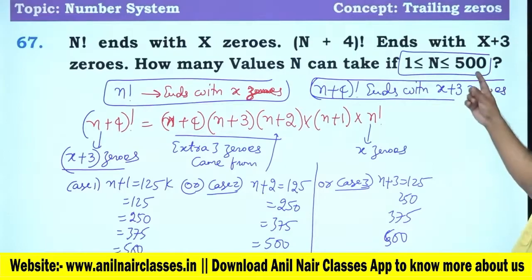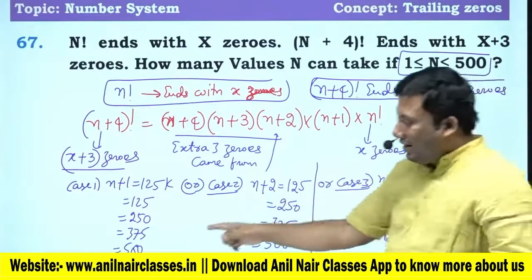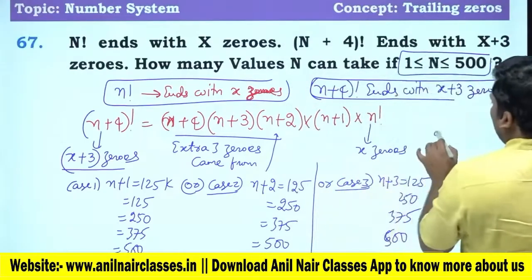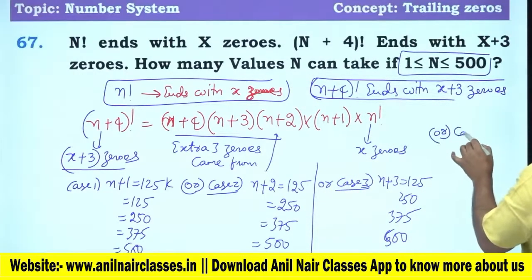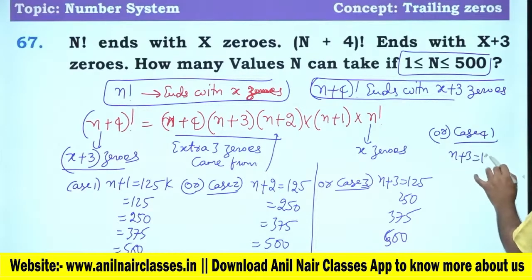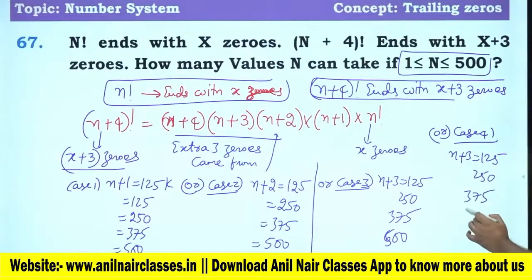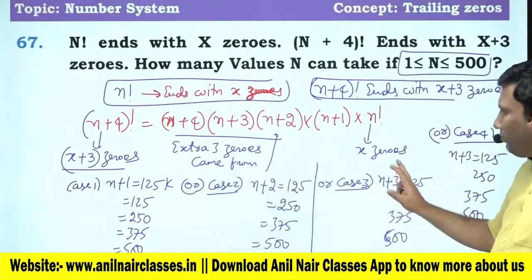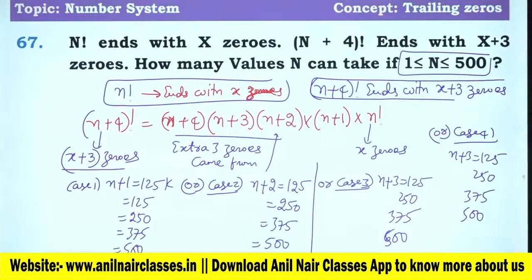If it were n less than or equal to 800, I would not have taken this. K should not be a multiple of 4. What is case number 4? Case number 4: n plus 3 can take 125, 250, 375 and 500. I hope the idea is clear.